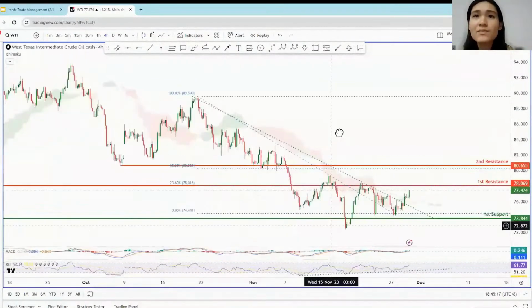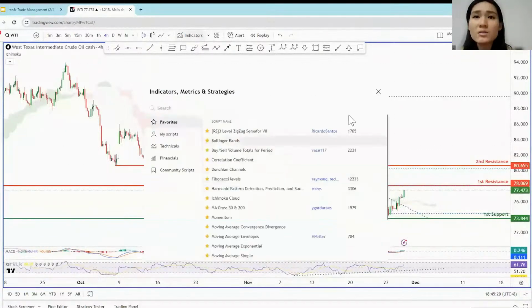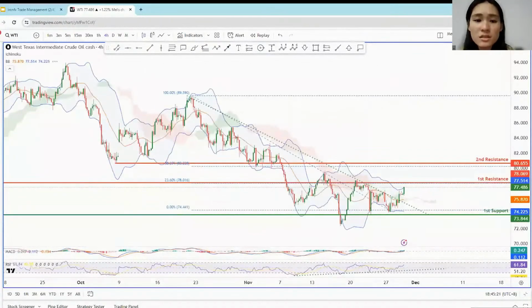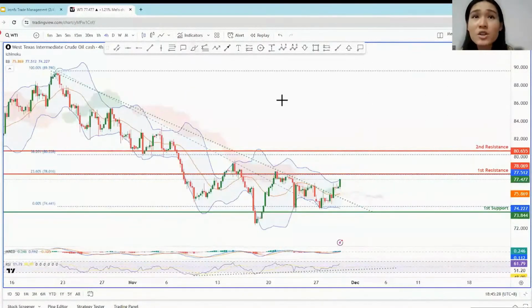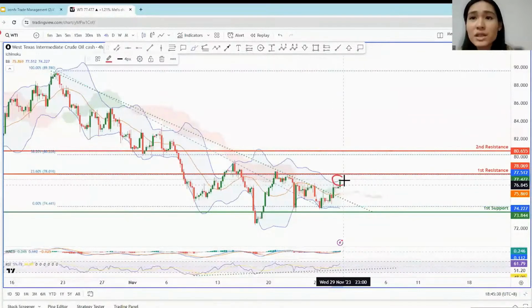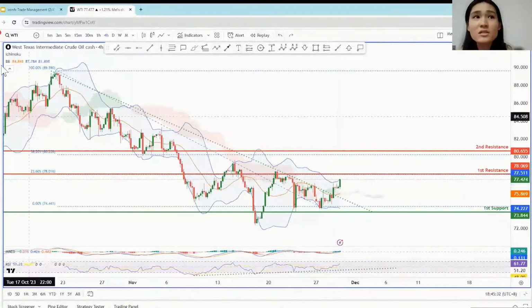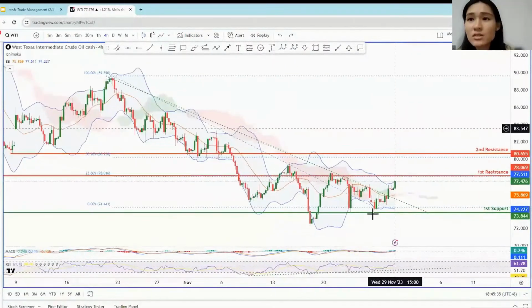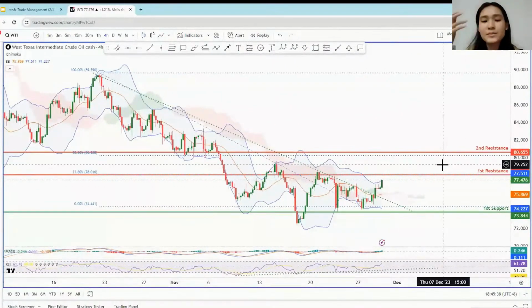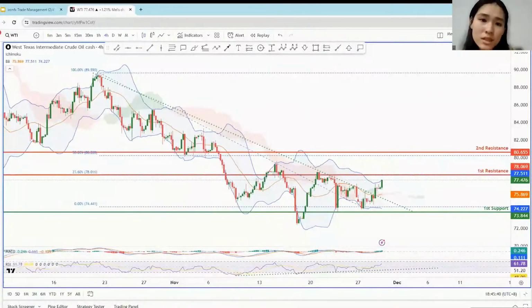And then let's look at Bollinger Bands maybe. Okay, you can see price breaking out above the upper Bollinger Band as well. Okay, so that is a bullish signal as well.